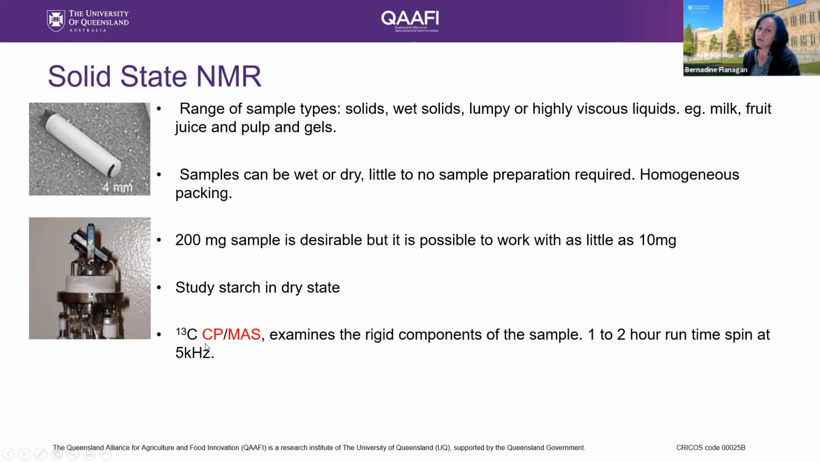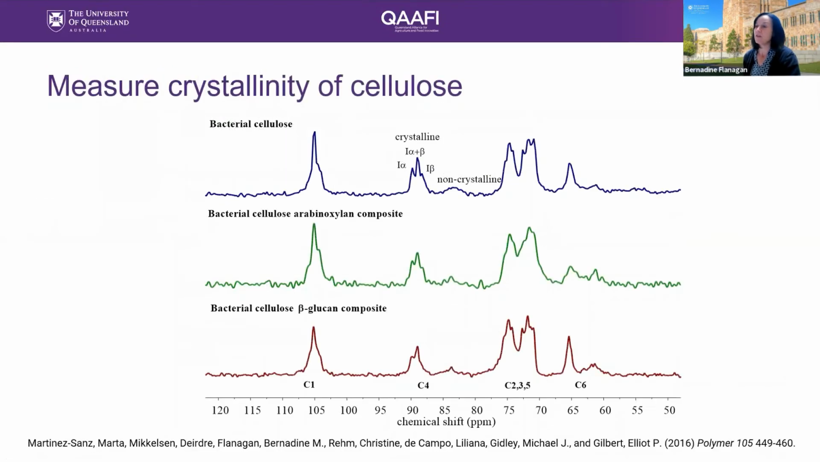And we use different techniques, but the one we most commonly use is this CP MAS, and it looks at the rigid components in the sample. It takes 1 or 2 hours to run a sample. But you can see a lot of things from it. You can get the crystallinity of the cellulose. You can see the crystalline to non-crystalline ratios. And you can also see how the hemicelluloses are interacting with the cellulose, so if you get binding to the cellulose.